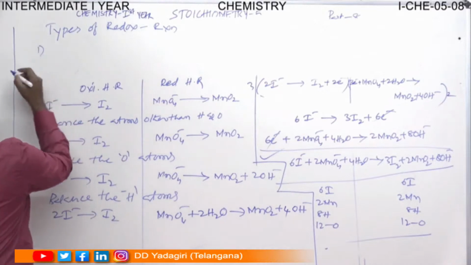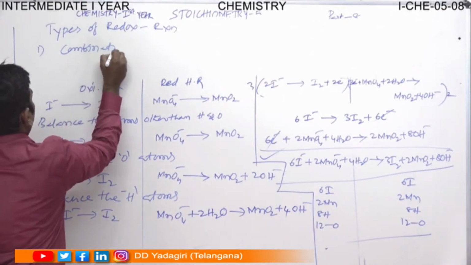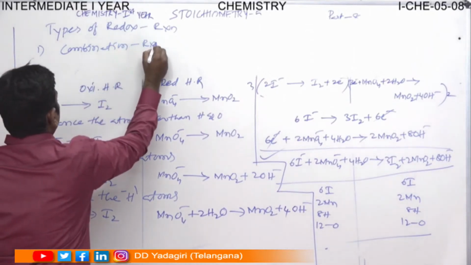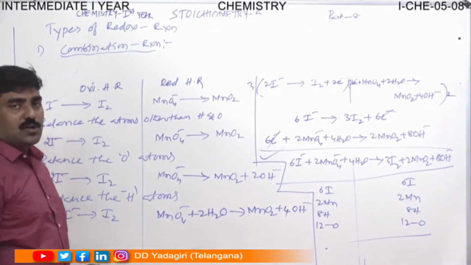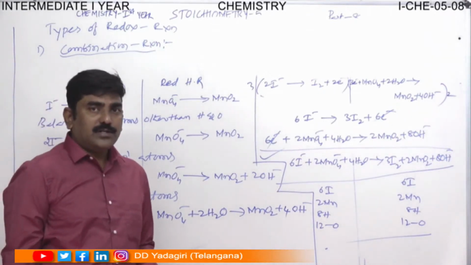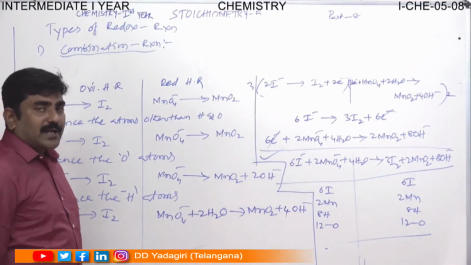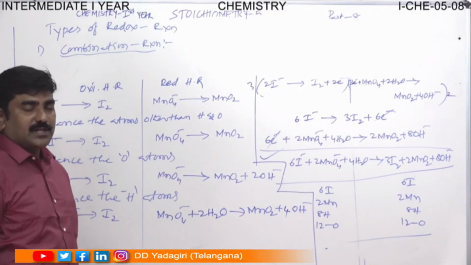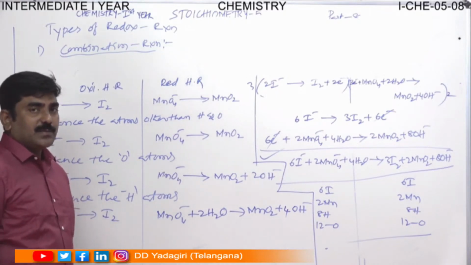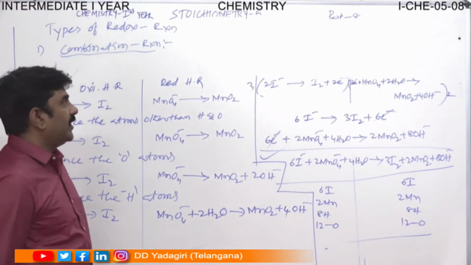First one, combination reactions. What is the first one? Combination reactions. In combination reactions, two or more reactants will give the single product. Two or more reactants combine and form only one product.